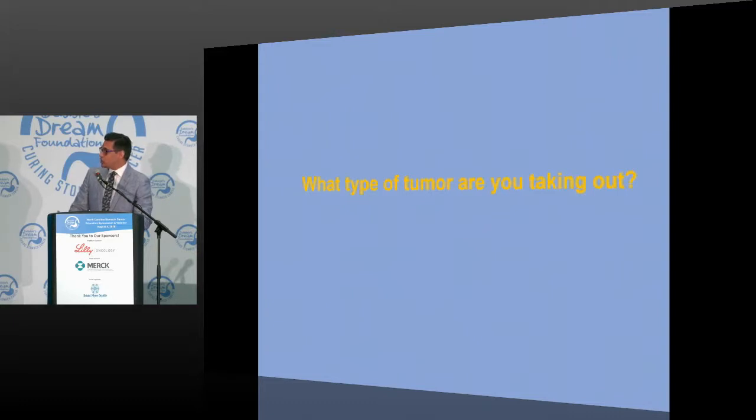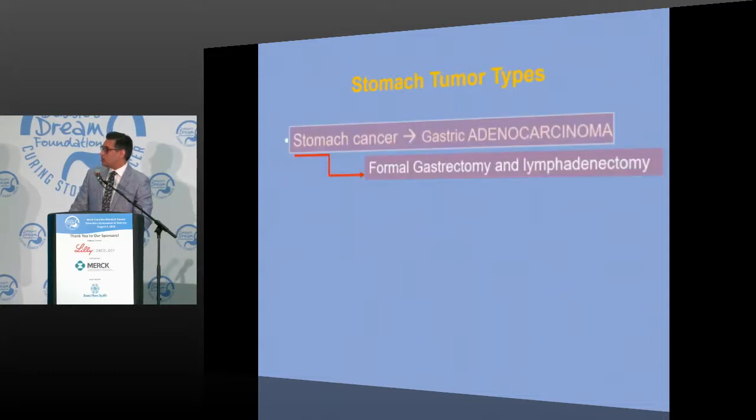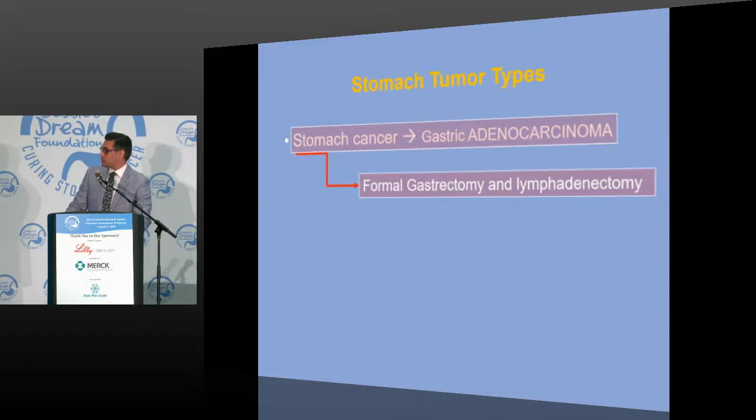So after you know what the goal is, the next question is what type of tumor you're taking out. When people talk about stomach cancer, they're usually referring to gastric adenocarcinoma. And when we talk about gastric adenocarcinoma, the surgery that's required is what we call a formal gastrectomy, which is removing entire sections of the stomach, as well as any of the associated lymph nodes, because stomach adenocarcinoma has a tendency to spread little tentacles that you can't see with the naked eye, and so we want to take a large margin on each side of the tumor. And it also has a tendency to spread to the lymph nodes, and so we want to take out all the lymph nodes in that area.